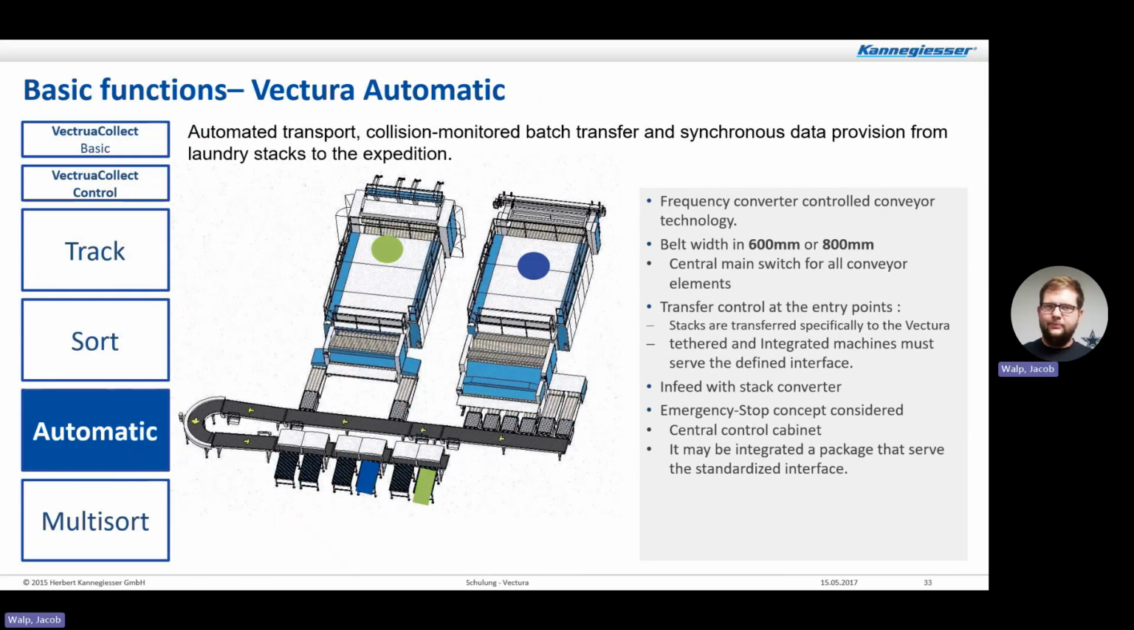On to Vectura Automatic. You got automated transport, collision monitored batch transfer, and synchronous data provision from laundry stacks to expedition. Again, as before, frequency controlled roller conveyors, belt width 600 or 800. You have your central switch. Stacks are transferred specifically to the Vectura. Tethered must serve the defined interface. In feed with stack converter. So that's your SPU.